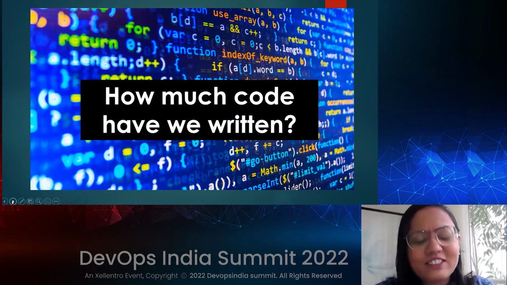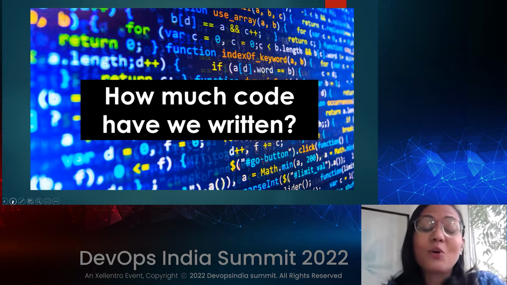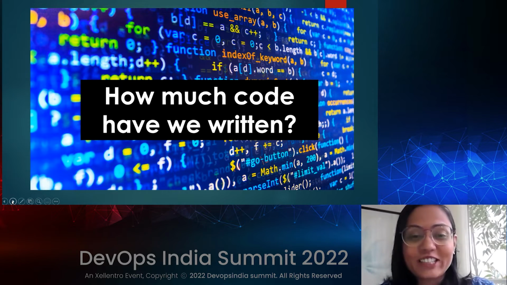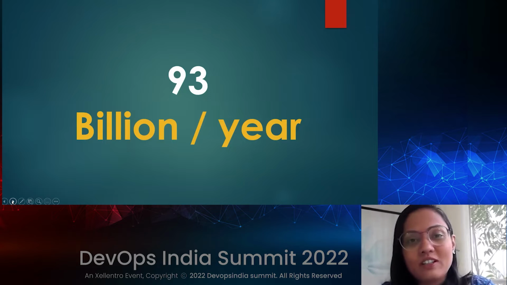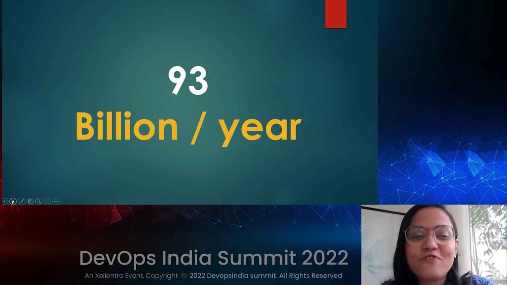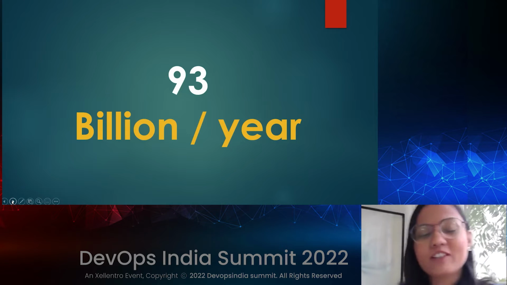Right. And it's a very tricky question. Of course, nobody can count it exactly, but there have been studies which have been done, and it's a fair guess, a fair estimation in terms of what it would be. So on an average, if you look at the code, there is almost a shocking number which comes out, which is 93 billion lines of code written every single year, which is huge. 93 billion lines of code.